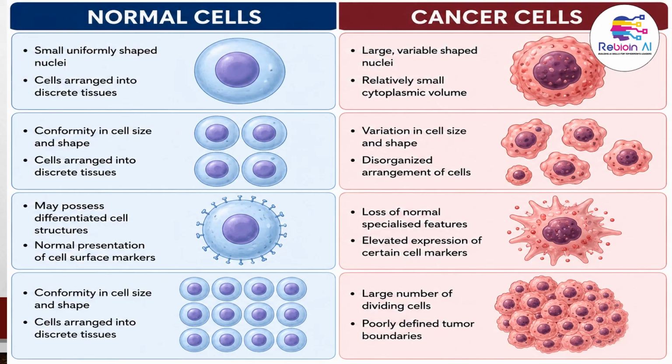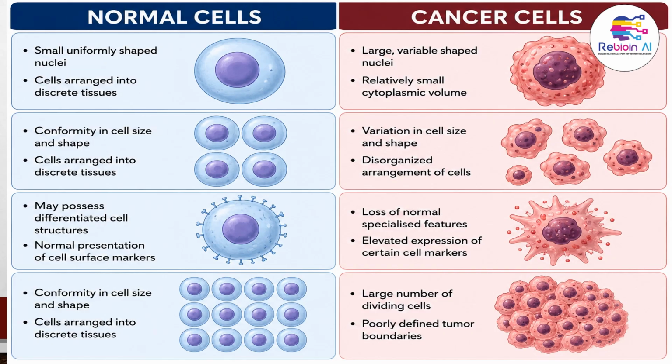Now, I will explain the difference between a normal cell and a cancer cell. Normal cells grow, divide, and die in a controlled manner. This process is called the cell cycle. When a cell becomes old or damaged, it undergoes apoptosis, which is programmed cell death. This helps maintain healthy tissue and organs. In contrast, a cancer cell loses this control. Instead of stopping growth, it continues to divide rapidly and uncontrollably.